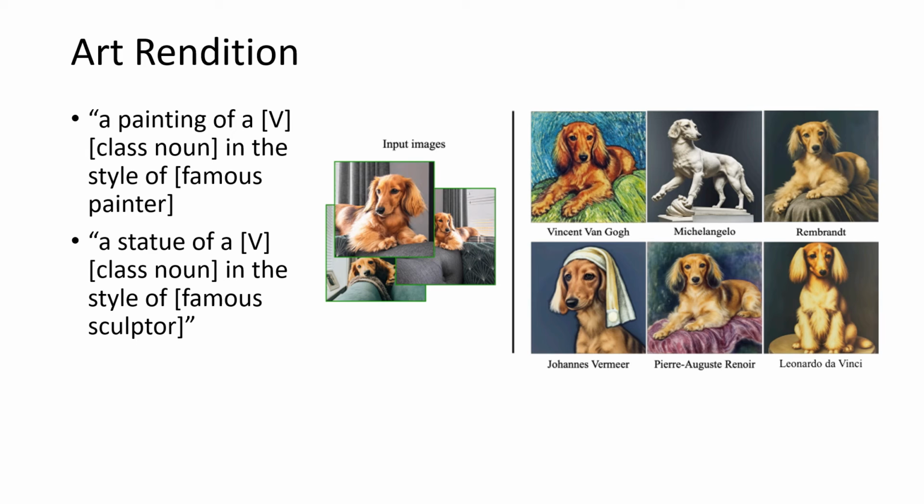They are able to get meaningful changes in the scene, with subject instance details and identity preservation, depending on the artistic style. You can see for the art rendition, the Michelangelo statue as a dog. As you can see, they're using a painting of a unique identifier class noun such as dog or cat in the style of a famous painter, or a statue of a unique identifier class noun in the style of a famous sculptor, such as the Vincent van Gogh style or Michelangelo style.